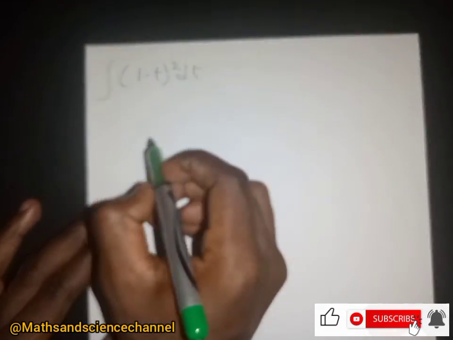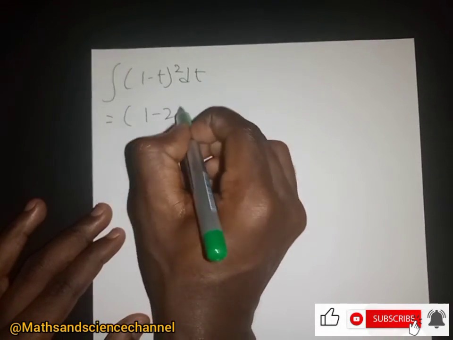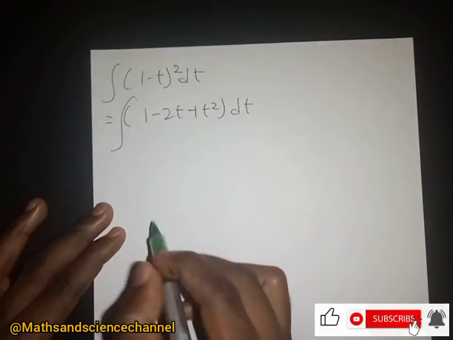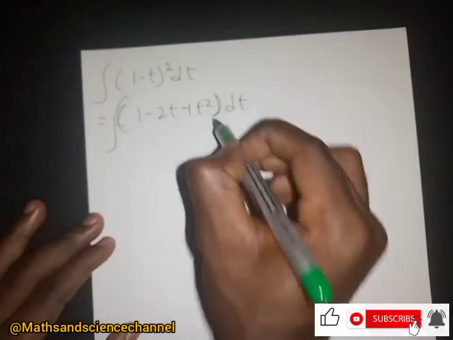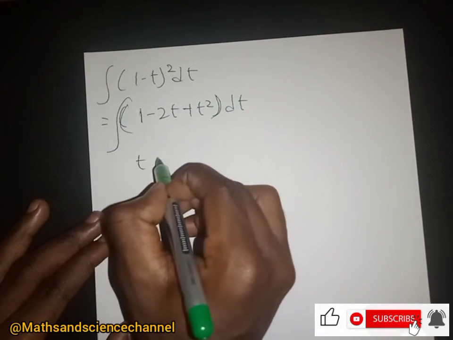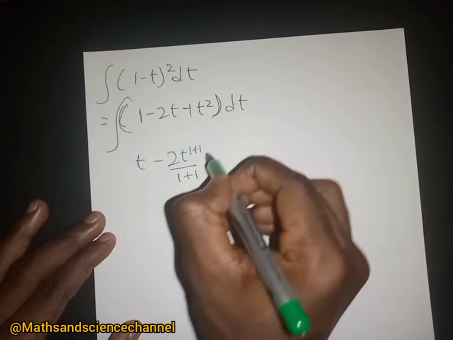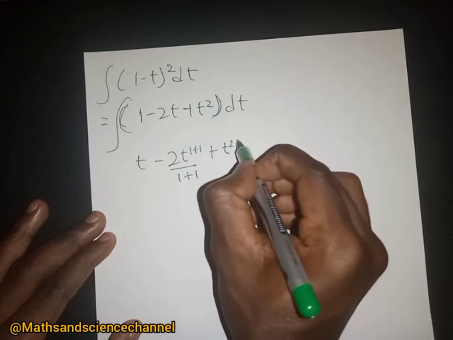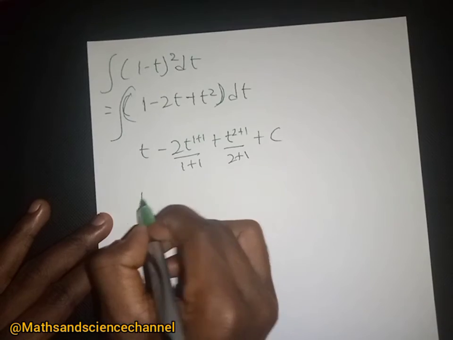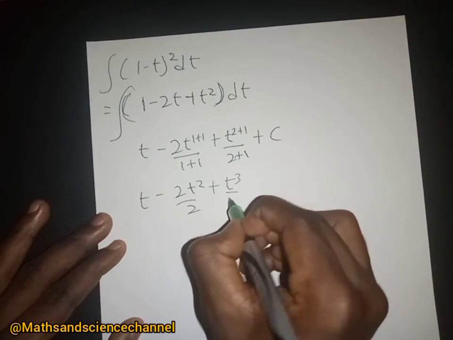dt here, and this can be written, so expanding this, we just have 1 minus 2t plus t squared, then dt. So we still integrate that, so integrating the whole of this, we have 1 here constant, so it will just be t minus 2t^(1+1) divided by 1 plus 1, then we have t^(2+1) divided by 2 plus 1, then plus c, right? So we have t minus 2t squared over 2, then plus t cubed over 3, plus c.